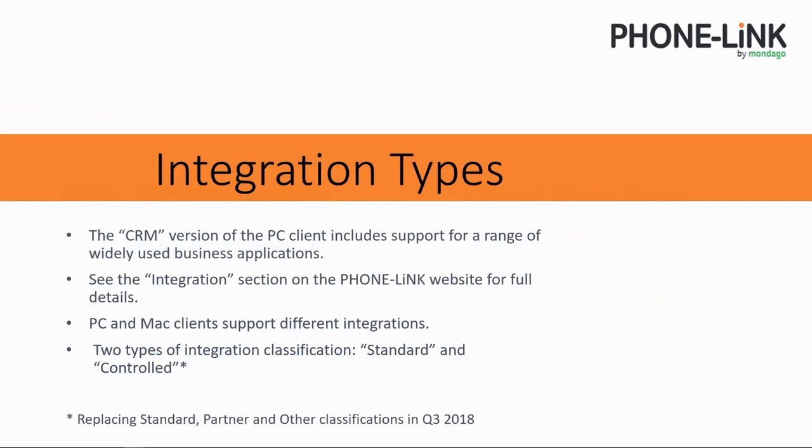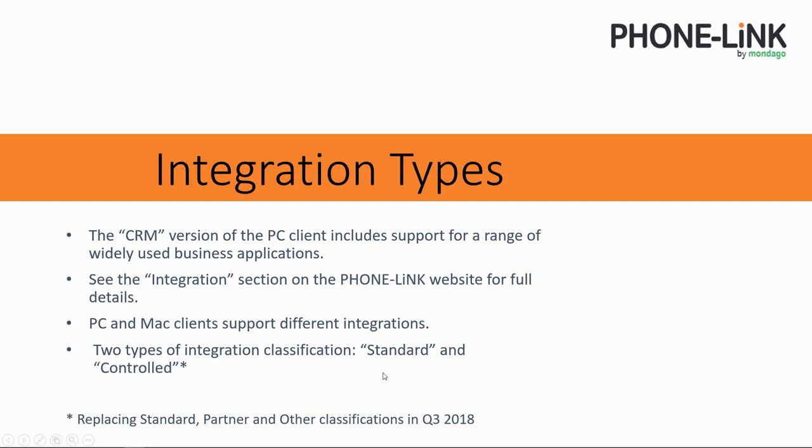Next, I'm going to talk about the CRM and application integration types. I'm just going to touch upon a little bit of information here. So the CRM version of Phone Link software supports a very wide range of various different CRMs and applications. All you need to do to see the full list is go to the Phone Link website and look under the integration tab. As I previously mentioned, integrations are available for both the PC and the Mac, but the list of what is available is different between the two types of machines.